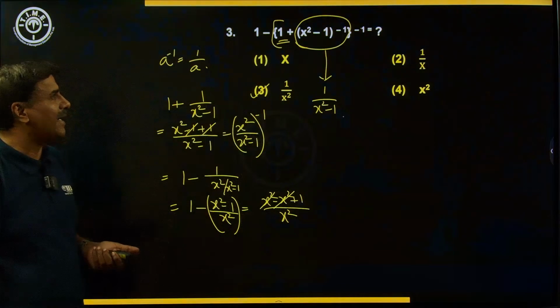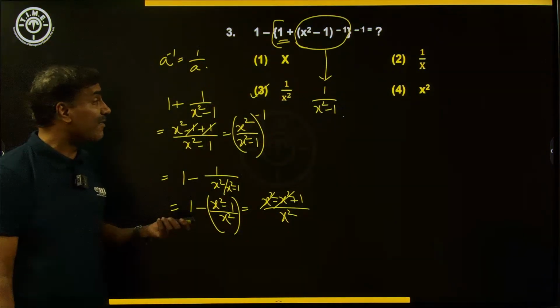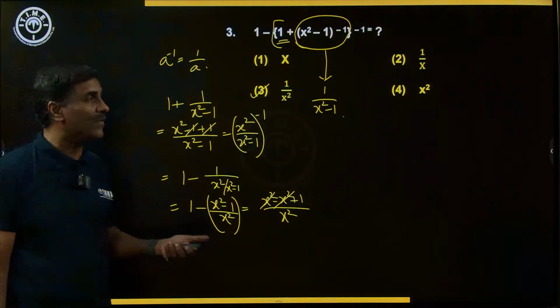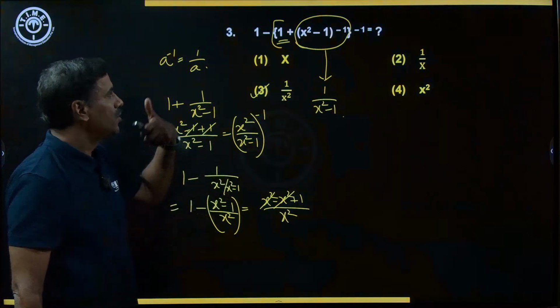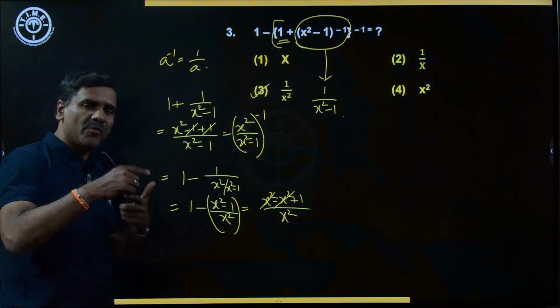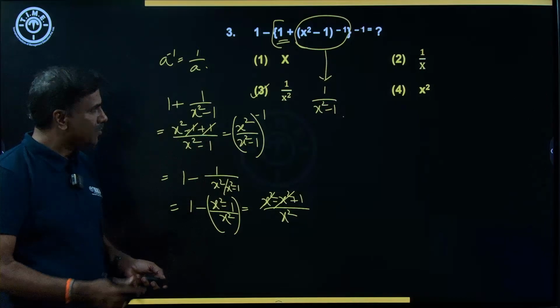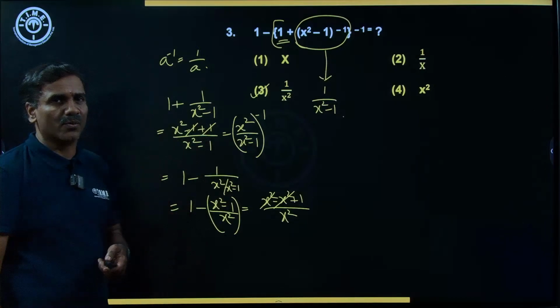You can alternately try by giving values to x, something like x as 2. So 2 square minus 1 will become basically 3. So 1 by 3 we are having. Again, if you take the reciprocal, that way you can answer the question easily. So this is the actual approach, that is the easy approach.